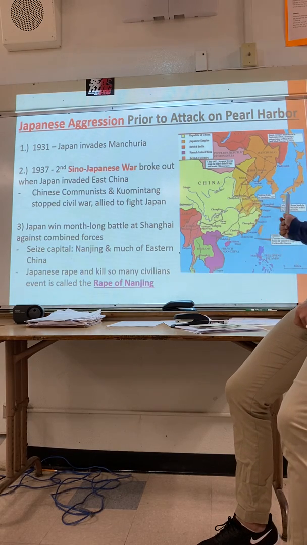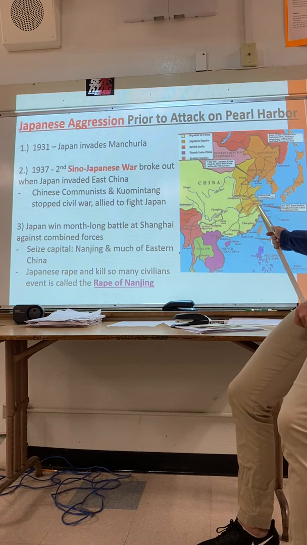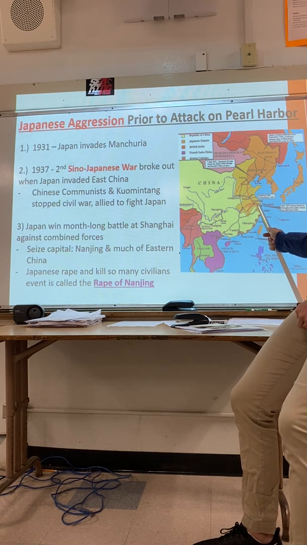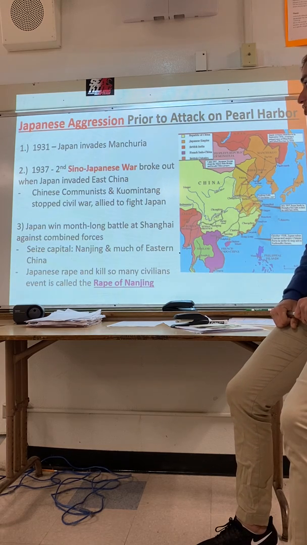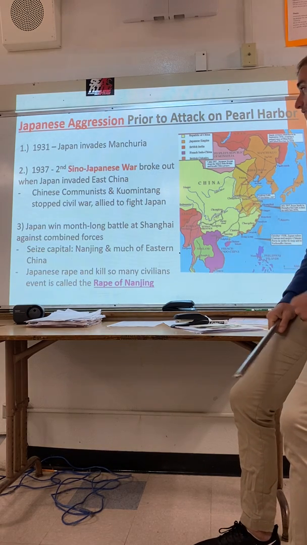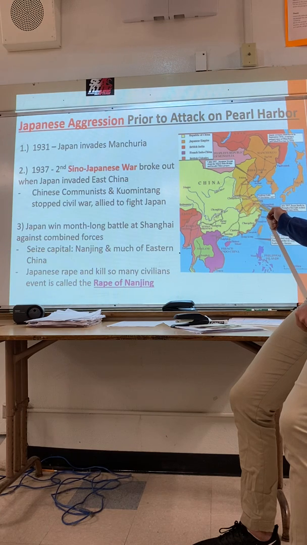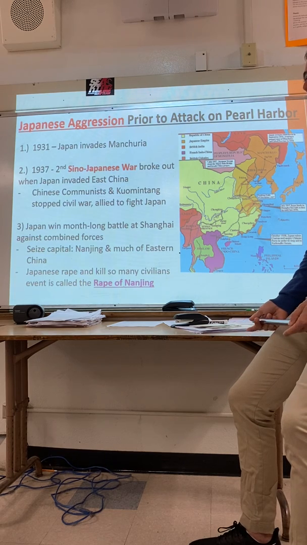So we see that the Japanese launch a full-scale invasion and win a long battle at Shanghai, a month-long battle, and this actually slowed down the Japanese quite a bit. They thought they were going to be able to move through the Chinese forces much quicker. China puts up a fierce resistance. But then when the Japanese make it to the capital at this stage, Nanjing, this is a largely civilian area.